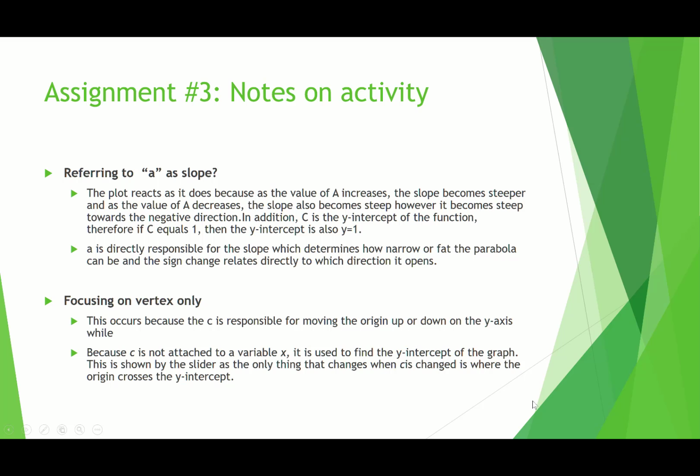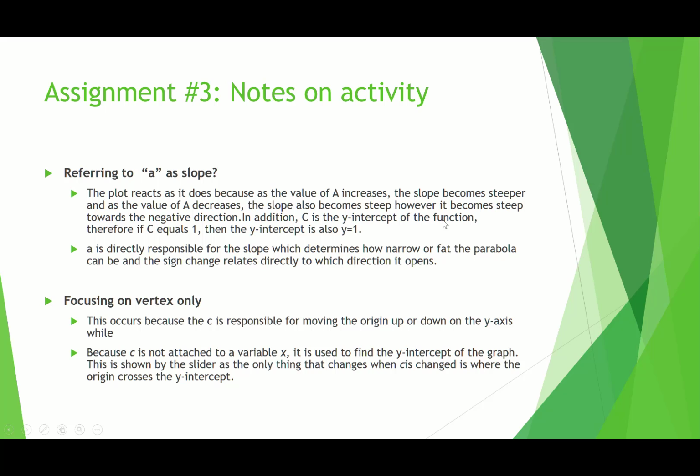Here's a couple of other notes on the activity assignment. Several of you said A refers to the slope of the parabola. So, for example, one person says the plot reacts as it does because as the value of A increases, the slope becomes steeper. As the value of A decreases, the slope also becomes steep. However, it becomes steep towards the negative direction. Now, I'm not sure what exactly you mean by that, because a parabola doesn't really have a single slope.